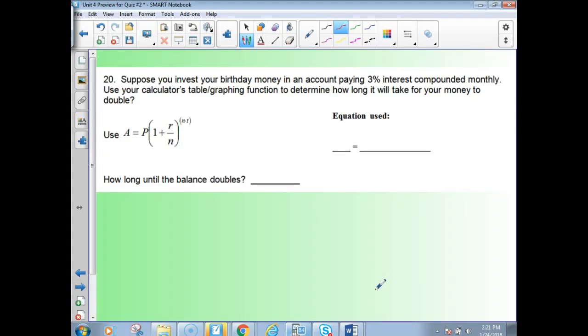Suppose you invest your birthday money in an account paying 3% interest compounded monthly. That's 0.03 for your R. And use your calculator's table or graphing function to determine how long it's going to take for your money to double.